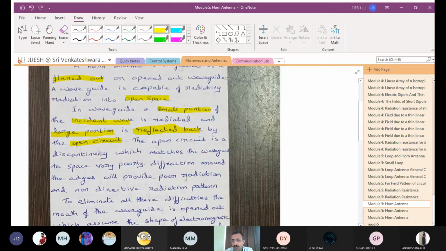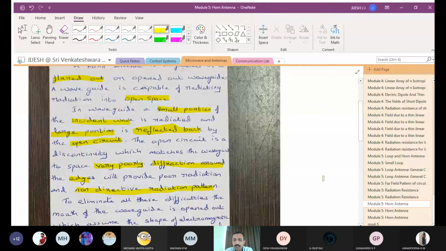You have edges or corners for any antenna. This leads to diffraction around the edges, which provides poor radiation and a non-destructive radiation pattern. The matching of the waveguide to space is very poor, and this is what happens for the horn antenna.